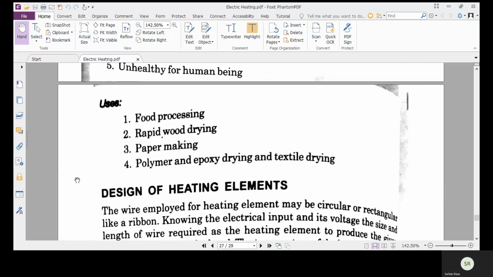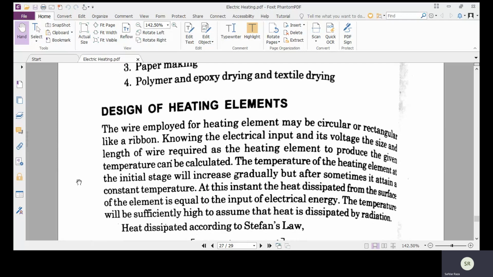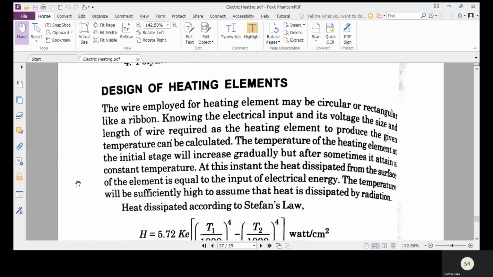textile drying. Now we will move towards the most important part of this chapter, which is the design of the heating element. The wire employed for the heating element may be circular or rectangular like a ribbon.